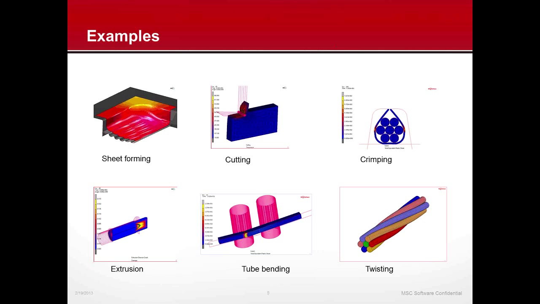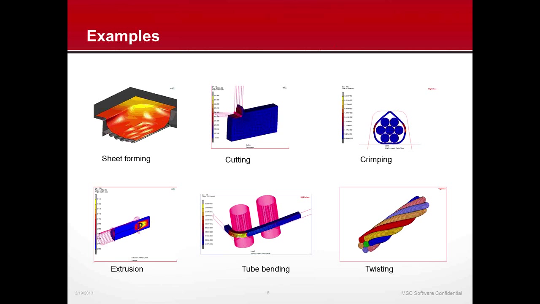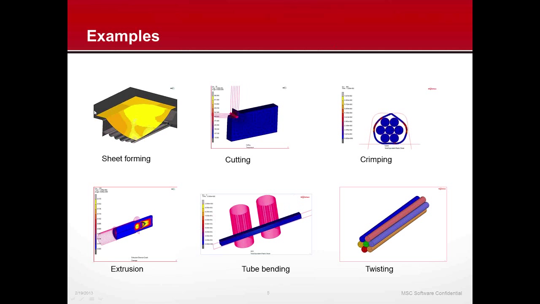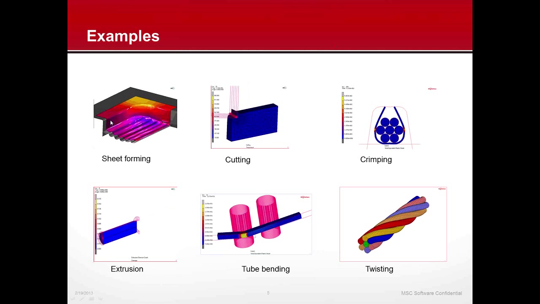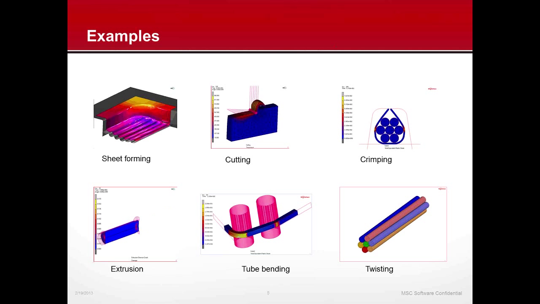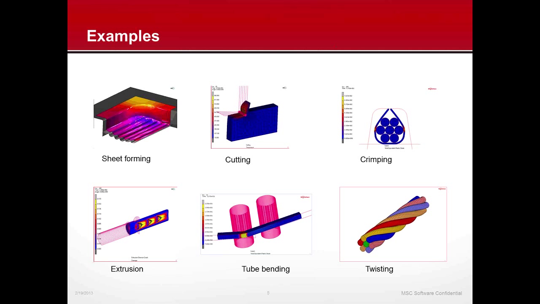So let me go over a few examples where Marc is used to solve and simulate. The first one is sheet forming. There you see a rigid die, and also there is a work sheet that is deformed using pressure. And you can see that extensive amount of contact that takes place as it deforms, and also there is a very large amount of deformation. So the goal, of course, is to make sure that this does not thin extensively, and also the sheet does not wrinkle during this operation.